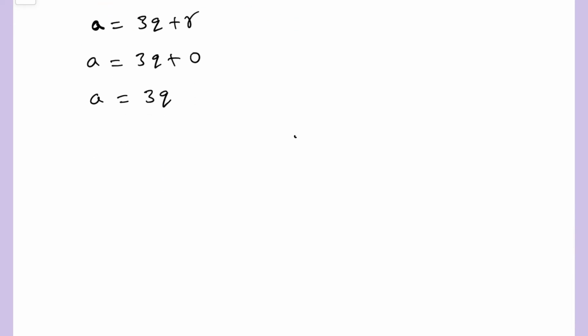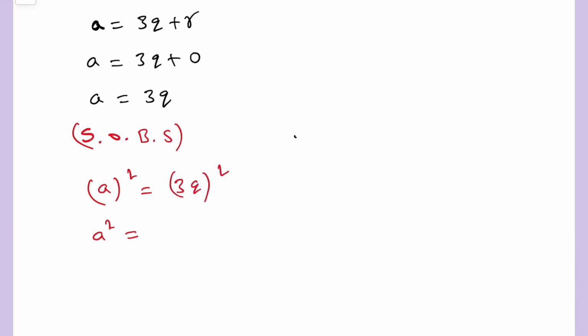In the previous question he didn't mention the word square, but here he is mentioning the square. So that's why we will do squaring on both the sides. So a equals 3q is there, right? So for that do squaring on both the sides. a square equals 3q whole square. 3 3s are 9, q square as it is. So we cannot simplify further because we don't know the value of a as well as we don't know the value of q. So a square equals 9q square.